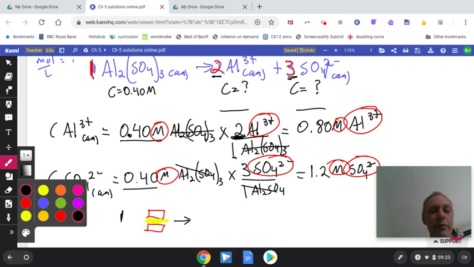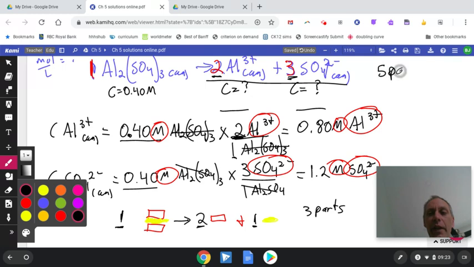No, actually, you're not. You're going to get 2 slices of bread plus 1 glob of mustard. So this is where our ratio comes in. One of these sandwiches makes 2 pieces of bread and 1 piece of mustard, a total of 3 parts. Just like up here, this thing makes a total of 5 parts. So you really do need that balanced equation dissociating into ions before you can do any of the math.